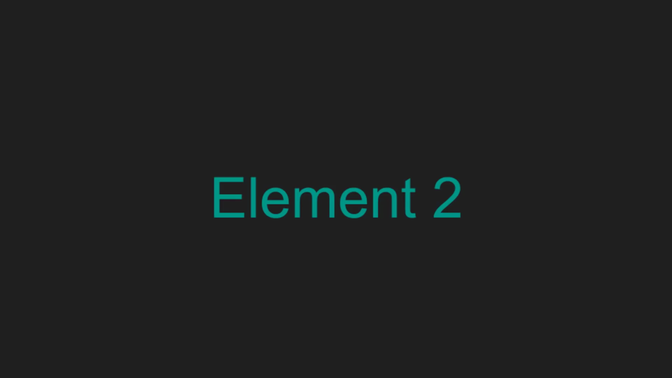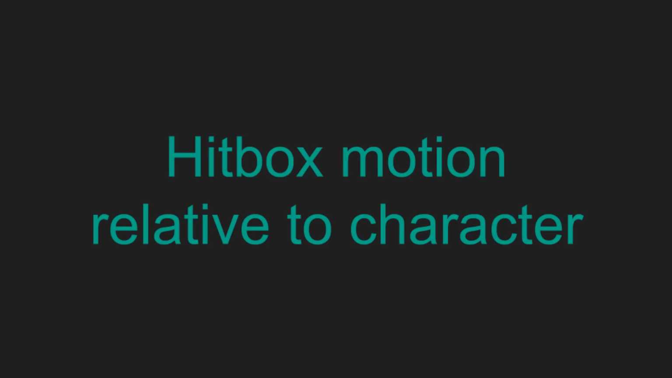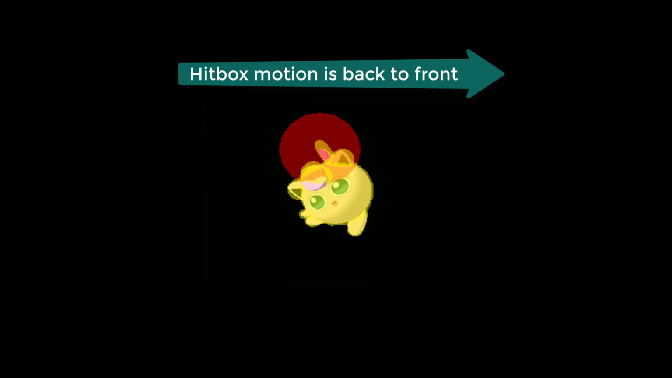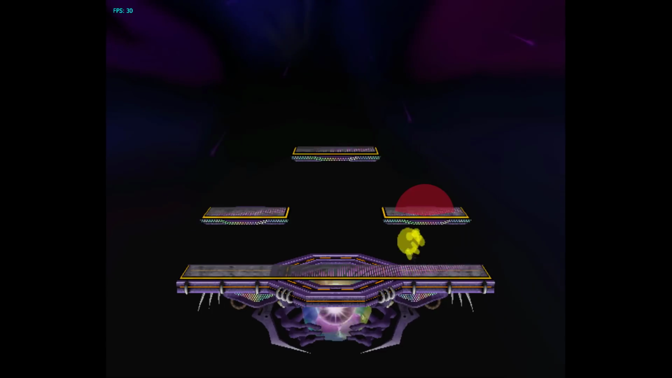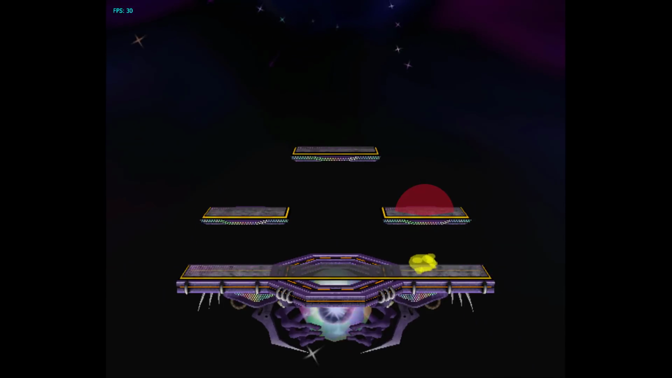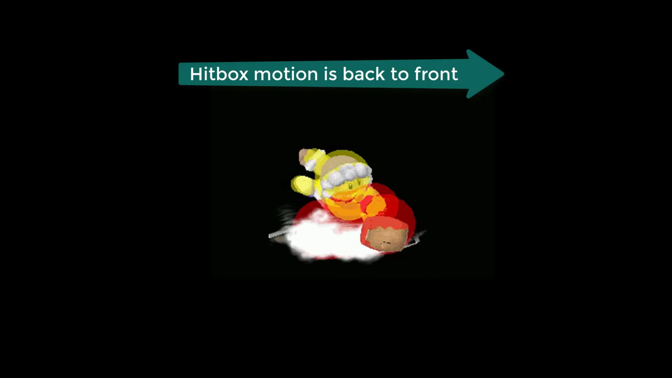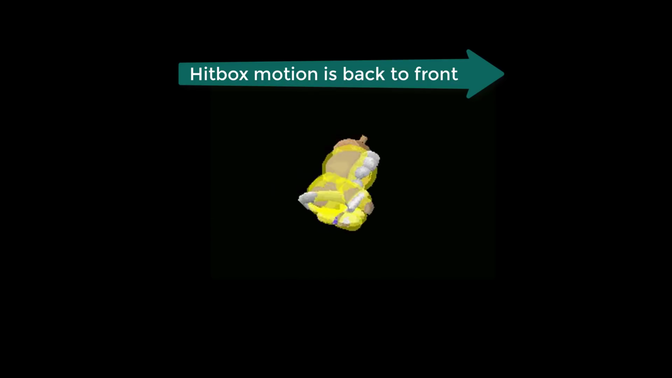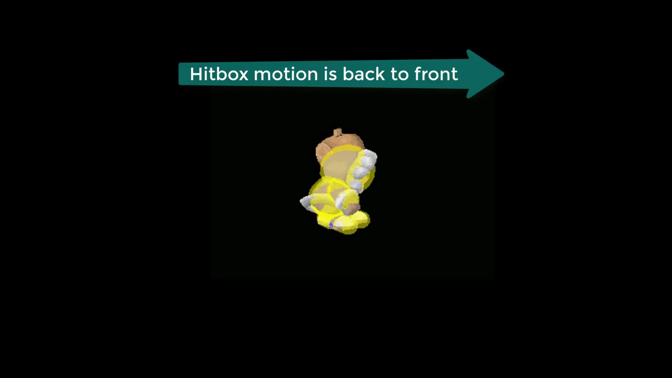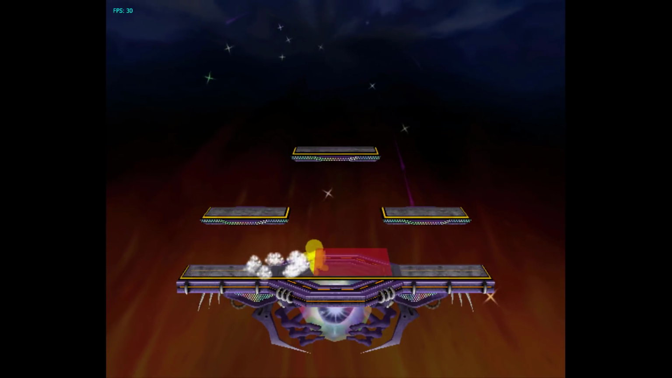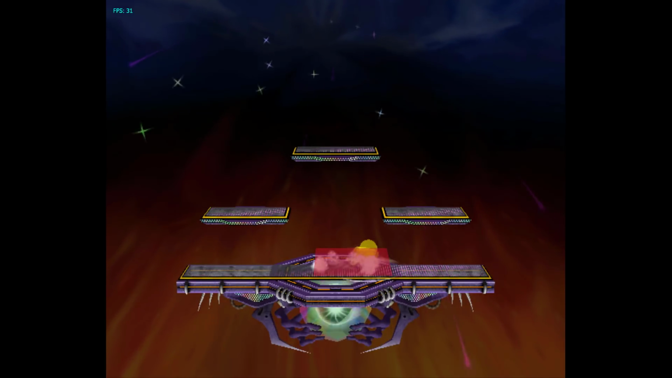The second element of an apparent hitbox is understanding how your hitbox is moving relative to your character's body. By combining your character's motion and the motion of your hitbox relative to your character, you can create an even larger apparent hitbox. So what do I mean by that? Consider Ice Climber's down smash. The hitbox begins behind their back and then swings forward. Notice how the move extends in the same direction that the Ice Climbers are traveling in when they wave dash forward.